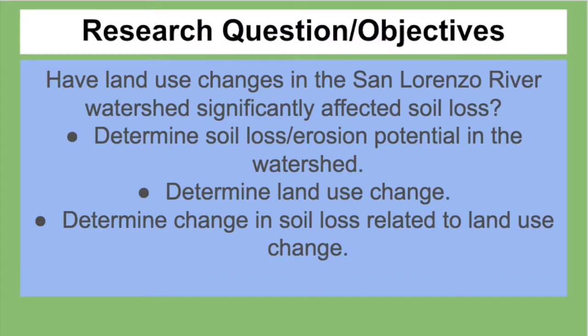This study focuses on the San Lorenzo River watershed through the years of 2001 to 2011 to explore how changes in land use in this time have affected erosion. The objectives were to predict soil loss in the watershed in 2001 and 2011 and see if land use changes had affected soil loss over this time period.